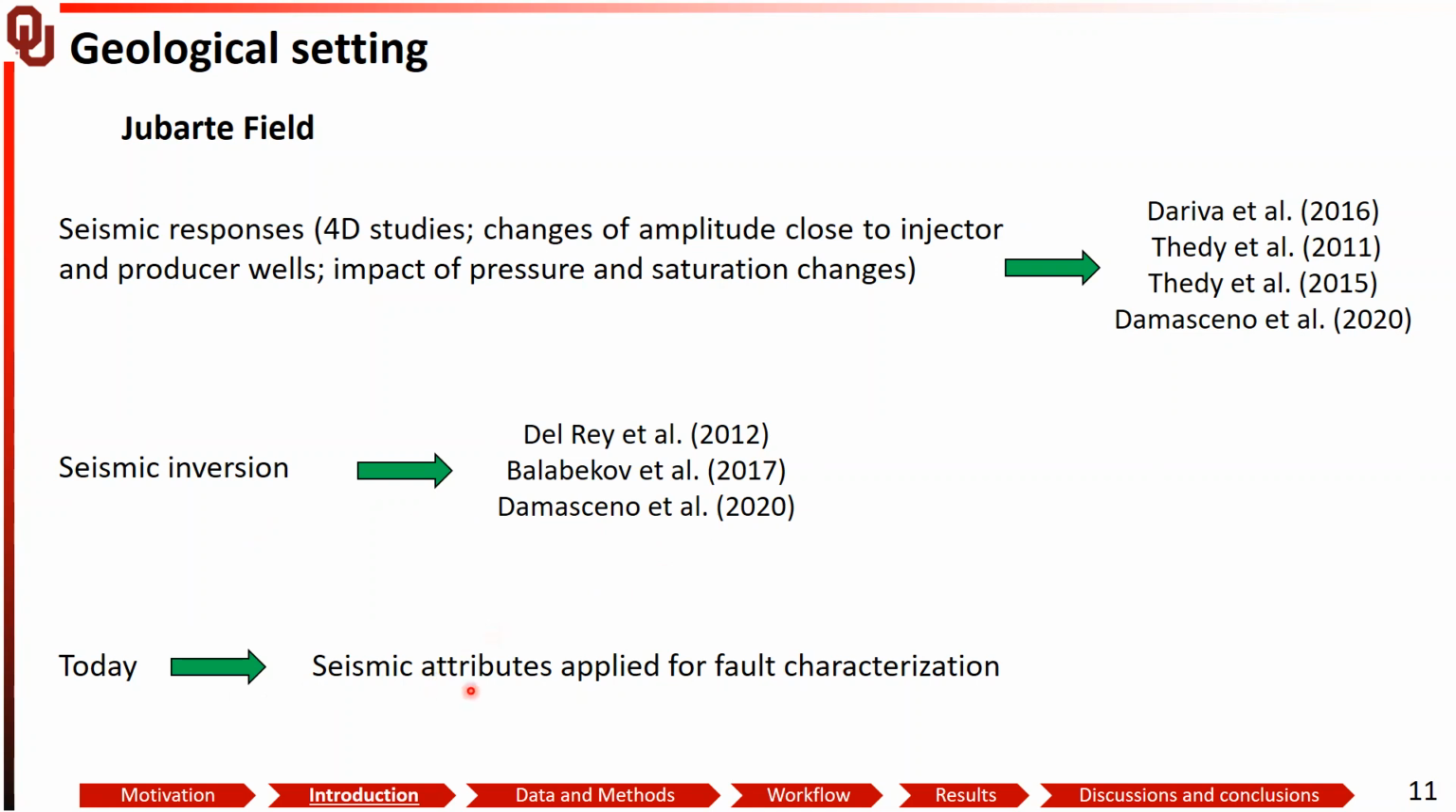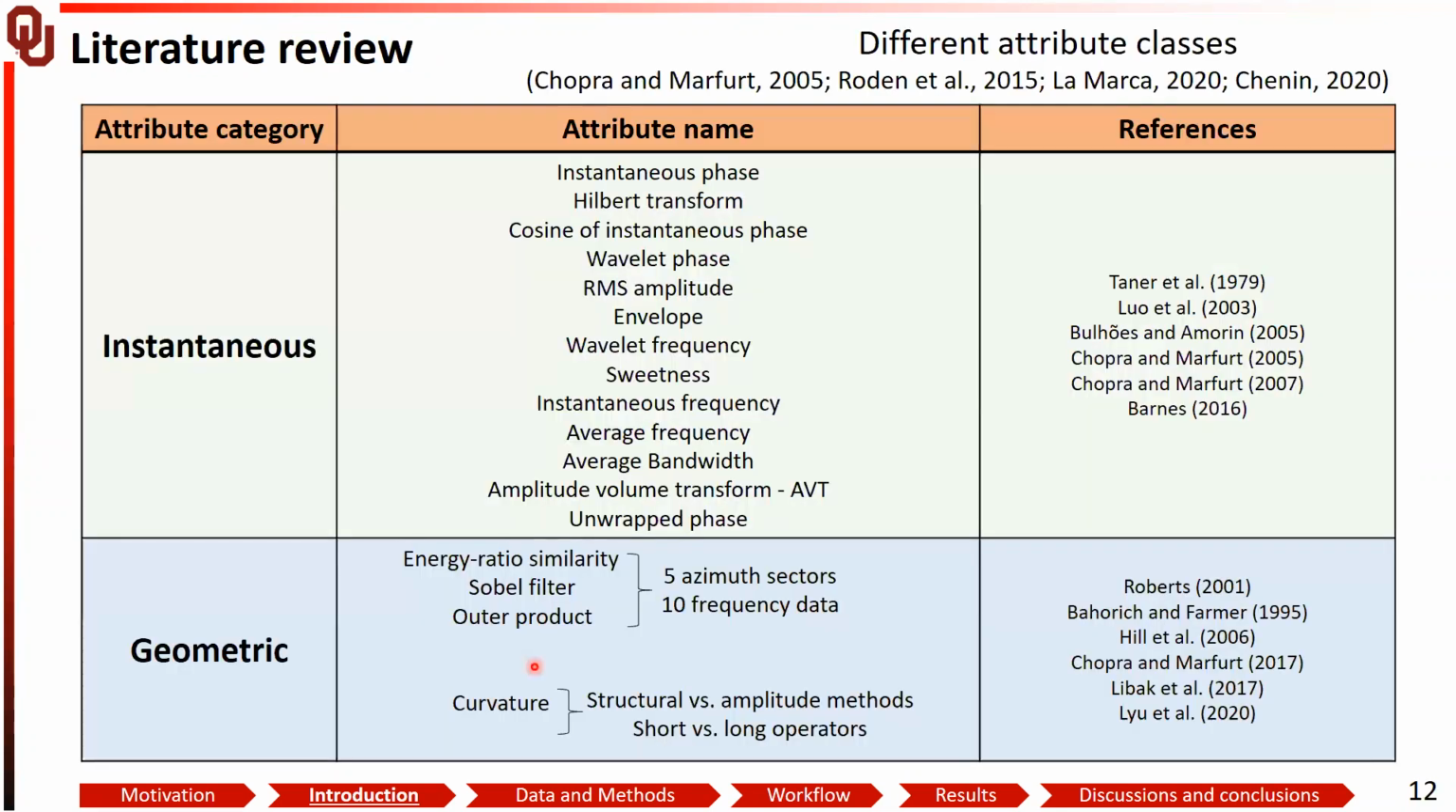But today I'm going to focus on the use of attributes to highlight faults and how we can use some additional techniques. To do that, I will just briefly mention some important concepts related to the attributes. For instance, we have different classes of attributes that can be applied. For my study, I decided to work with the instantaneous and the geometric, and here are examples of attributes that I tested. I did more analysis with the geometric class.